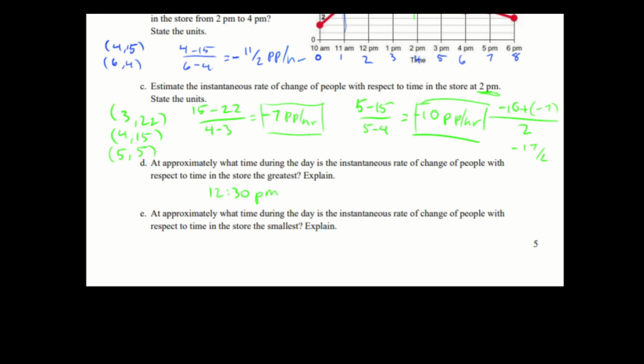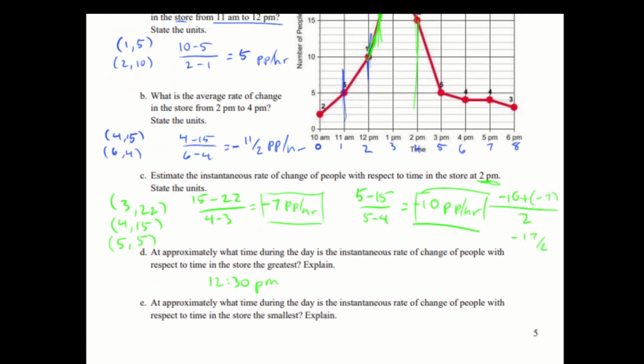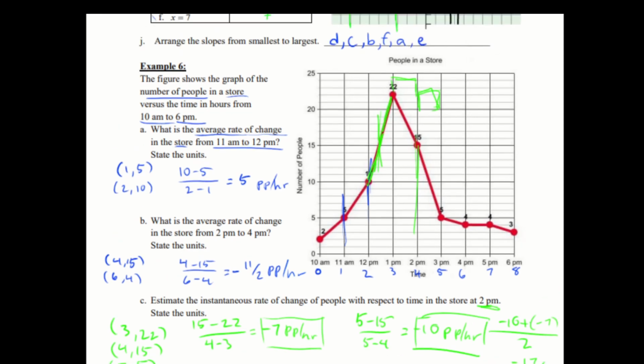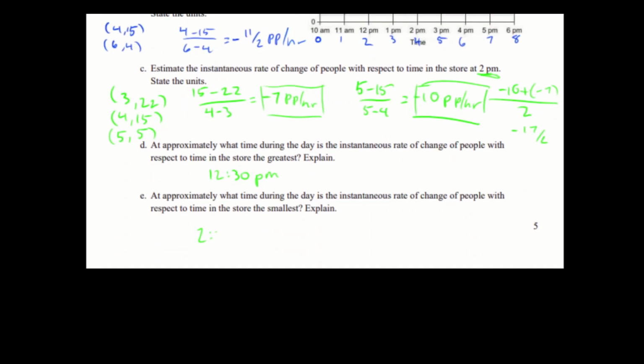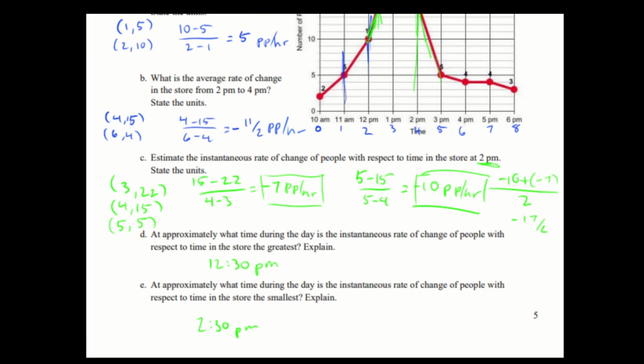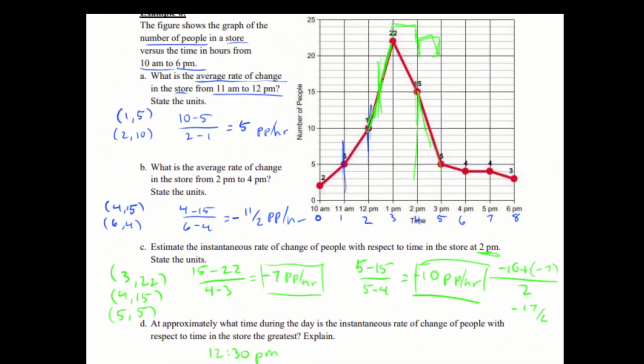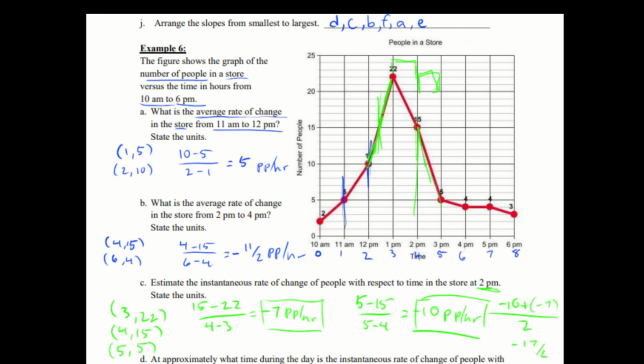And then what rate of change is going to be the smallest, right? So the most drastic steepness on the negative side. You can see it's between these two data points, between 2 and 3, so that'll be 2:30 p.m. So it's fairly easy to explain those two. It's where the slope is going to be the largest, and where the slope is going to be the smallest. Instantaneous rate of change is just the average between the hour before and the hour after. And to find the average rate of change, it's just using y2 minus y1 over x2 minus x1 to determine how many people per hour at that given time.